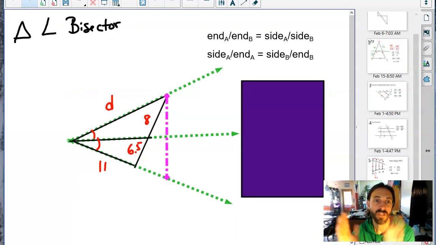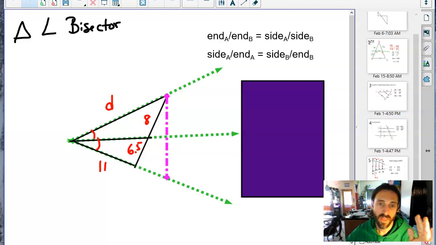Okay, the final example, and again, I'm just following along the text and your theorems. This is called the triangle angle bisector theorem. And this theorem does not involve similar triangles, but there's still a proportional relationship. What the heck does that mean? It means this. Check this out.